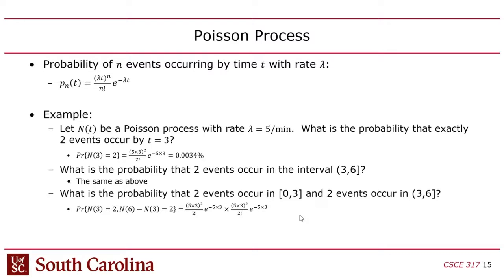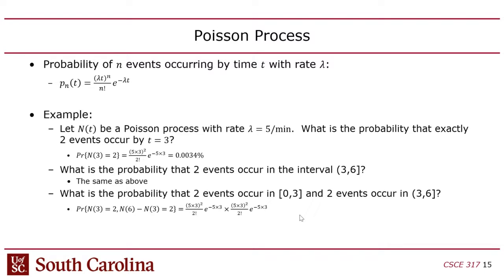But then again, remember, this is exactly 2 events occurring by t equals 3. So we have a rate of 5 per minute. That's pretty fast. t equals 3 is in minutes. Obviously I didn't say it, but it's implied. So if you're getting things at 5 per minute and you're waiting 3 minutes, you'd expect probably 15, right? 15 is what you'd expect to get. But what's the probability of 2? Well, 2 is a much smaller number than 15, so that's why the probability is so low, 0.0034%.